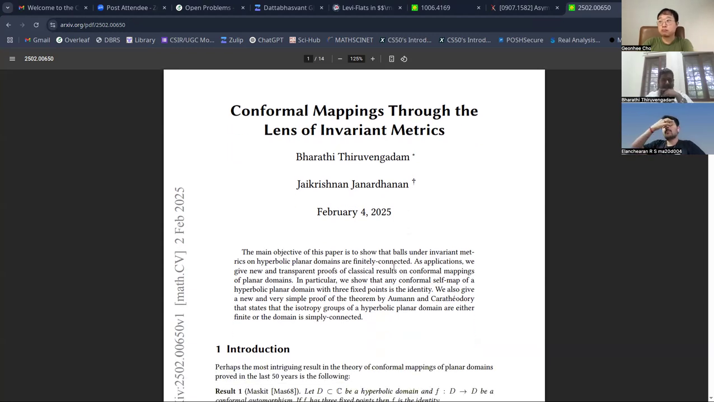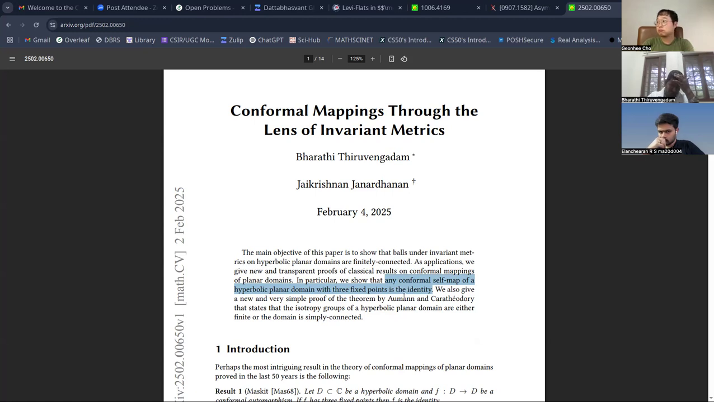Here we have proved that our main result is that balls under invariant metrics on hyperbolic planar domains are finitely connected. Using this result, we have proved some classical results on conformal mapping. One is that any conformal self map of a hyperbolic domain with three fixed points is the identity. We have also proved that the isotropy group of a hyperbolic domain is either finite or the domain is simply connected. So we have used these applications.